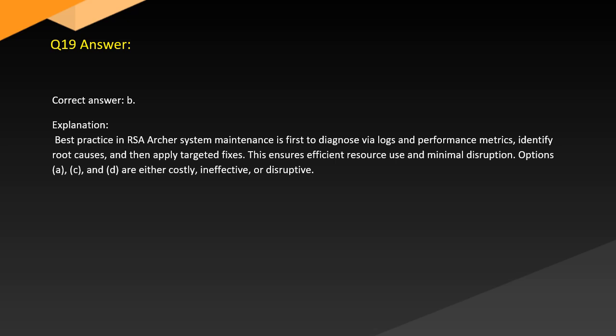Answer. Correct answer: B. Explanation: Best practice in RSA Archer system maintenance is first to diagnose via logs and performance metrics to identify root causes, and then apply targeted fixes. This ensures efficient resource use and minimal disruption. Options A, C, and D are either costly, ineffective, or disruptive.